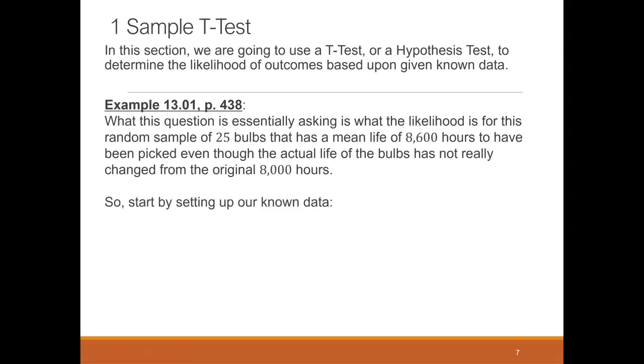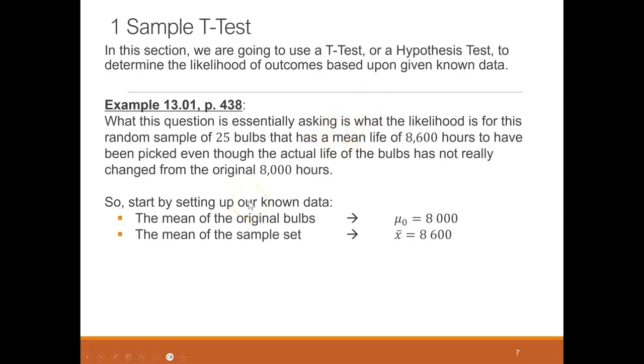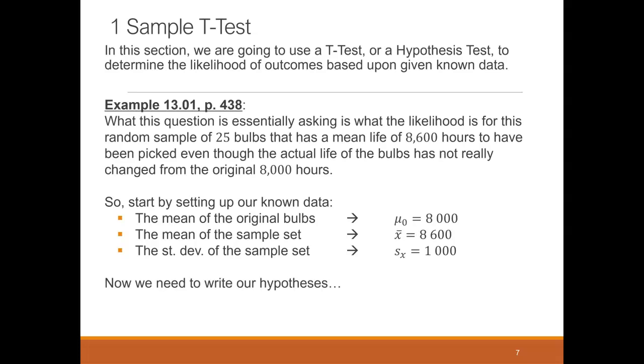So we'll start by setting up our known data. The mean for the original light bulbs, which I'll abbreviate mu0 with a subscript 0, like the mean for the null, is 8,000. The mean for our sample, I'll represent as x bar, and that's 8,600. The standard deviation for our sample is 1,000. And now we're going to write our two hypotheses and show you how to do this t-test. Okay, so I've just written down what was given to us.